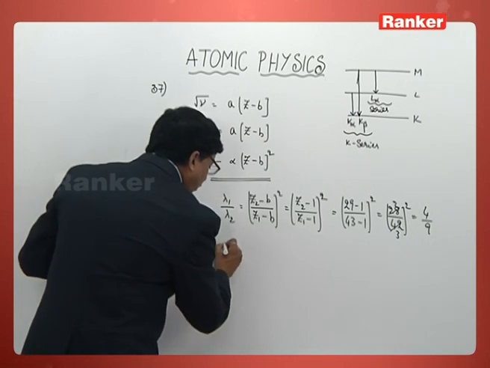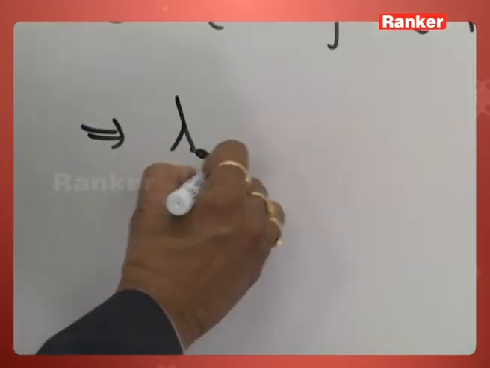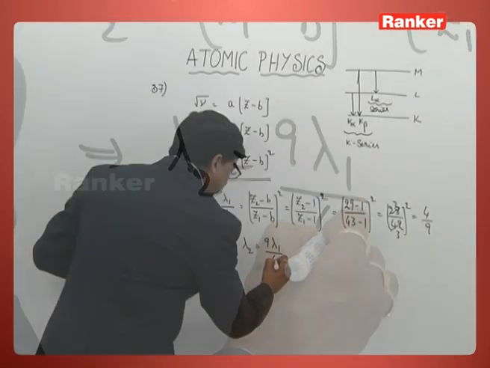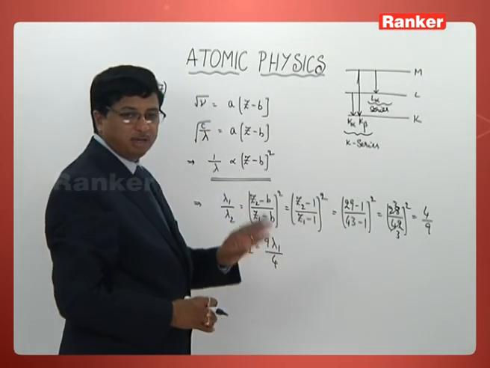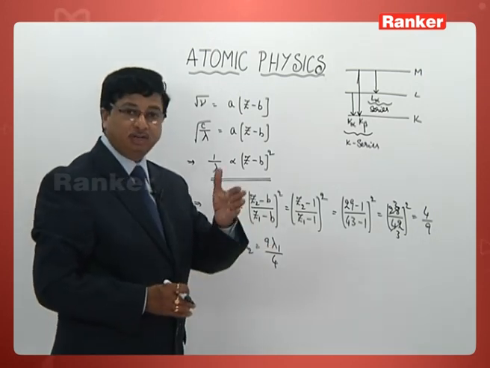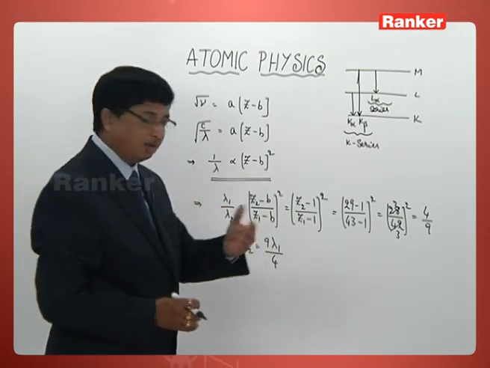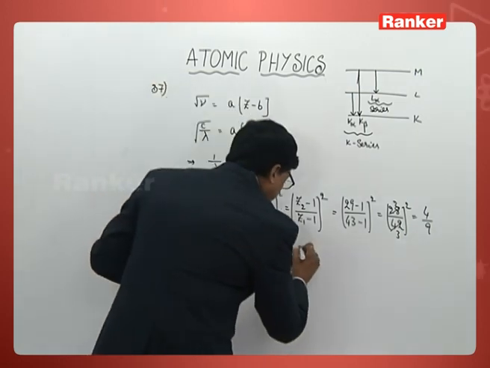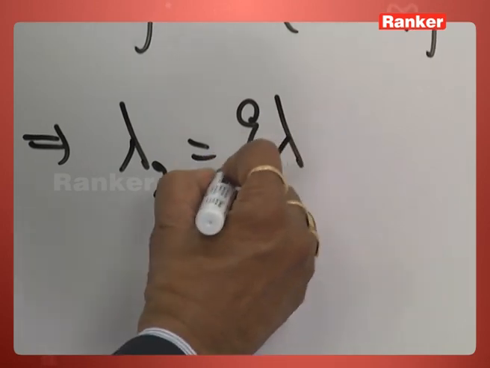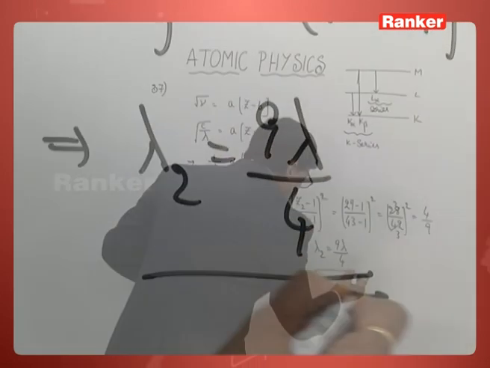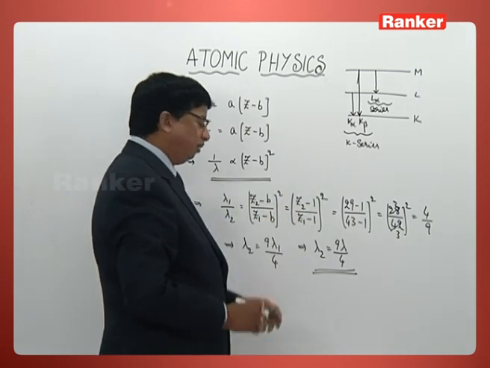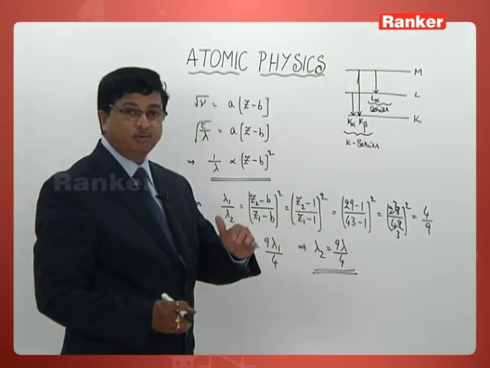But what is it we want in this case? Lambda 2 is equal to 9 lambda 1 by 4. That is the ultimate equation. But one should understand lambda 1 is given in the problem as lambda. So directly we can take it this way, lambda 2 is equal to 9 lambda by 4. That is the equation. In fact, lambda 2 in terms of lambda, we are getting 9 by 4 times the value of lambda.